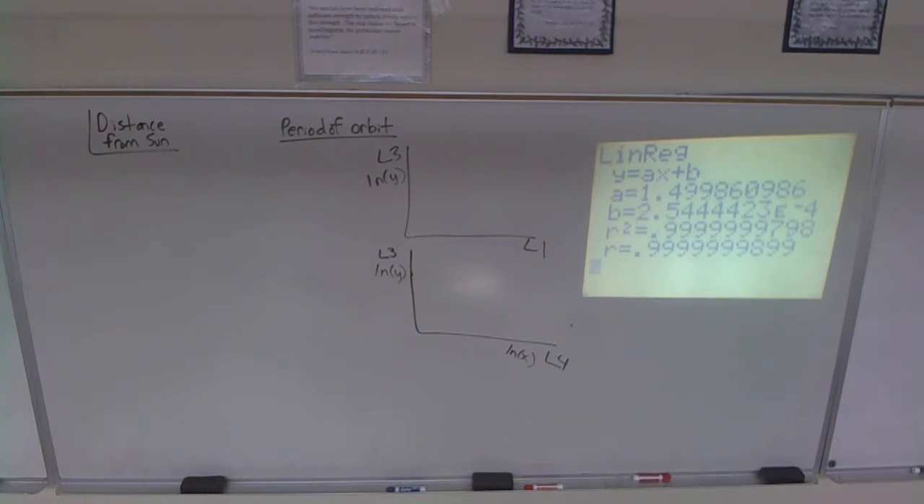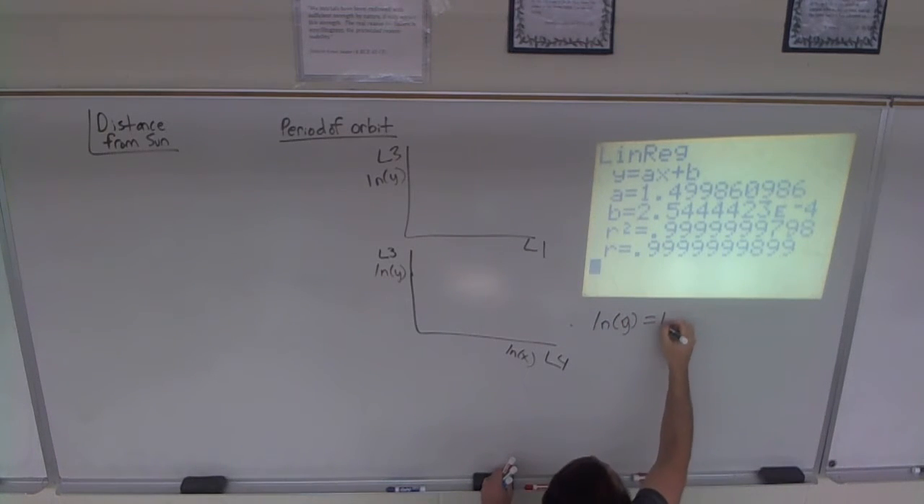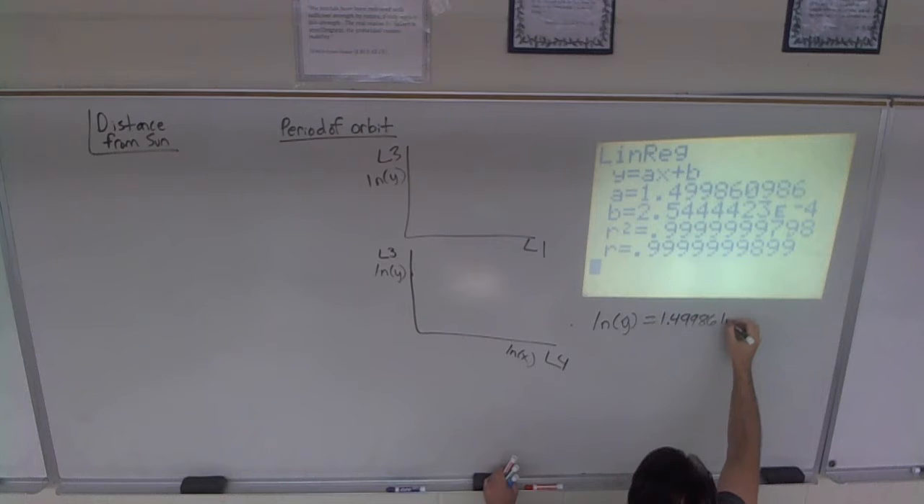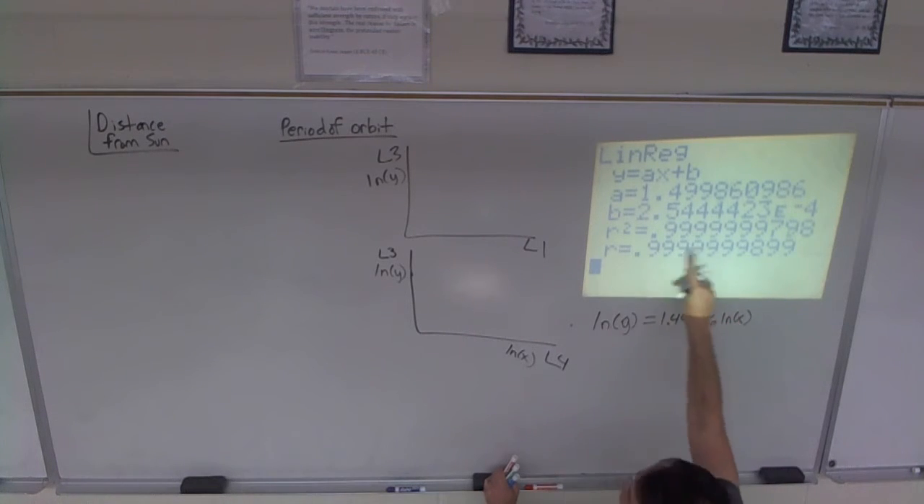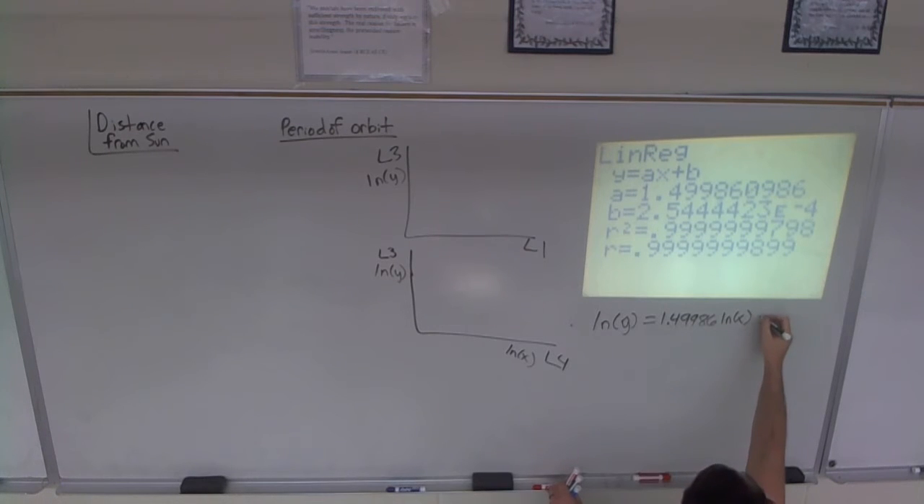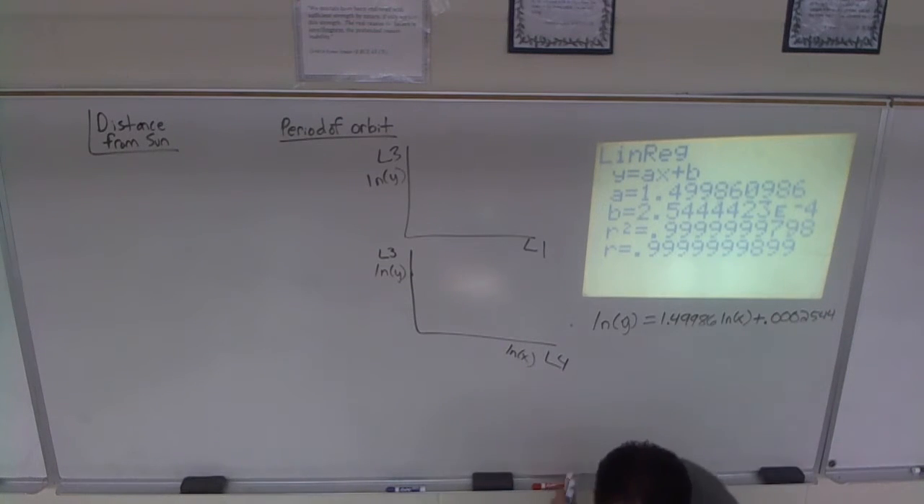We could even write it down. So we're going to have the logarithm of y hat equals 1.49986. No sneaky scientific notation there. Logarithm of x. Any sneaky scientific notation on the next one? Yeah, plus 0.000254. There's the model for log.